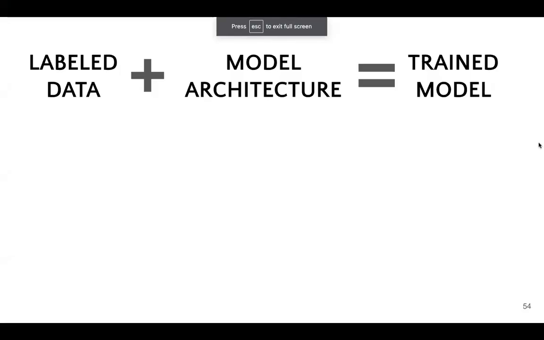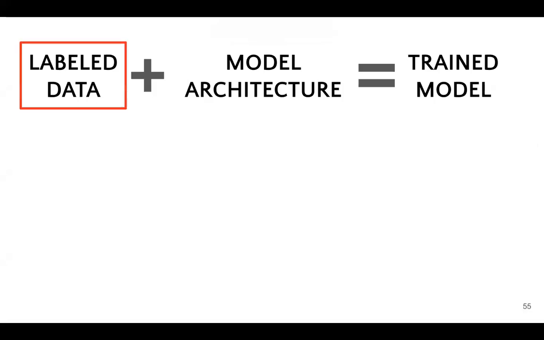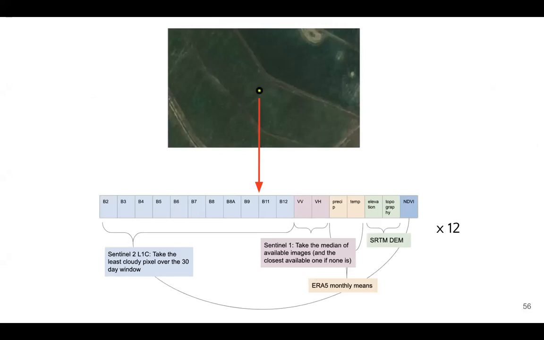Okay, so I have another equation for the trained model this time. And the trained model I like to think of is essentially a combination of labeled data and model architecture. And so we can talk about each individual one here also. So the labeled data, we can recall we have that point.